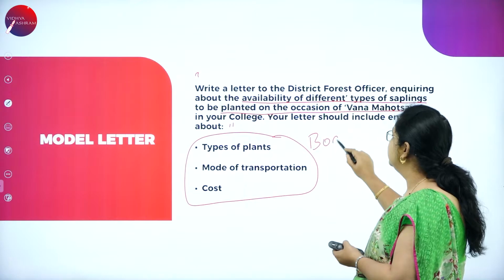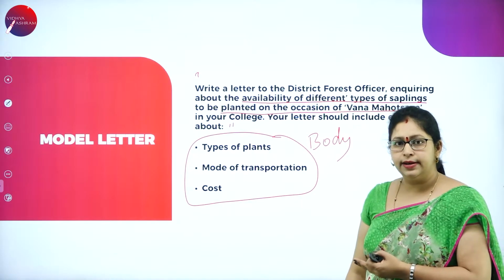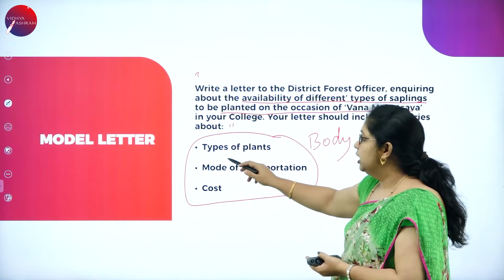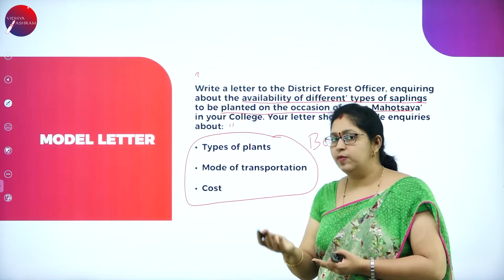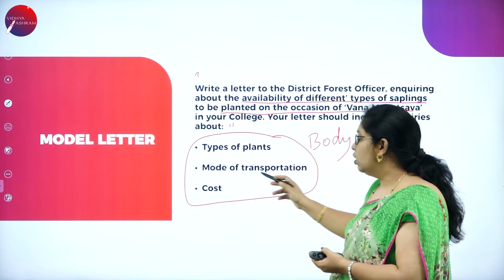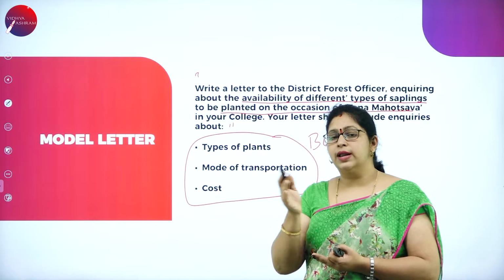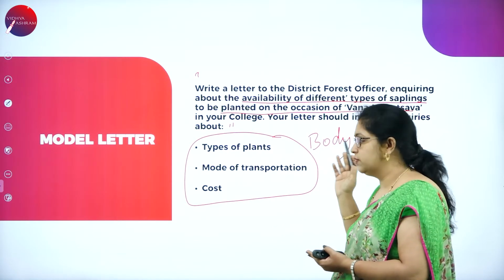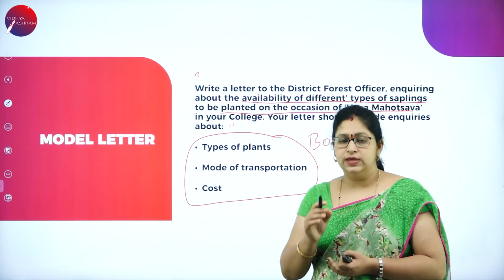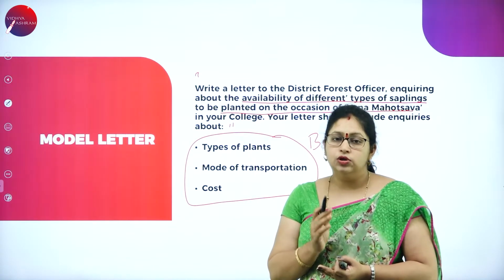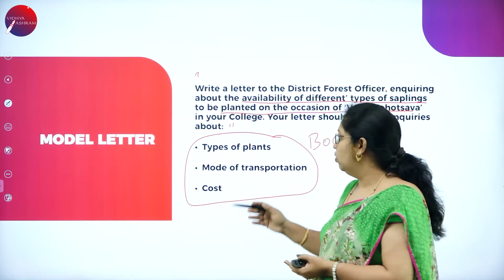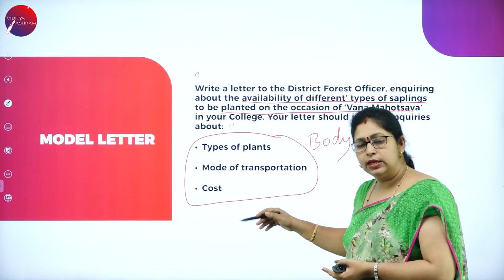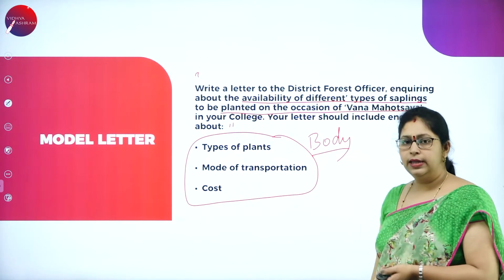Where are you going to write this? In the body of the letter. You will inquire here. Types of plants. Which are the types of plants available there? Mode of transportation. How they are going to transport the saplings to the place where you are celebrating Vana Mahotsava. And cost of each sapling or plant. So here you have to write all these. All these should be included in the body of the letter.